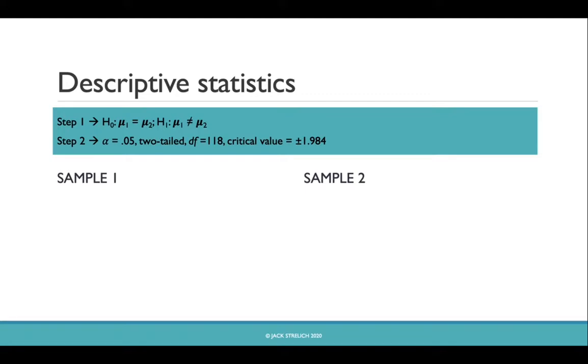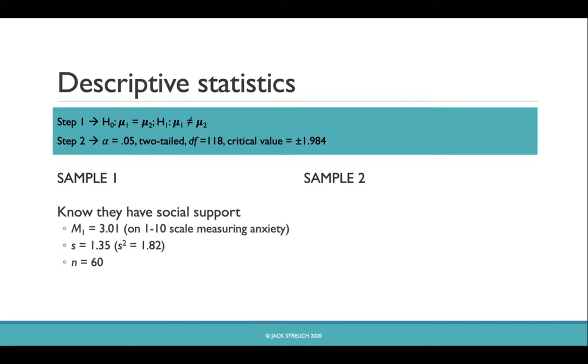So, going back to our example, let's say that sample 1, which, remember, is our participants who know that they have social support, have an average score of 3.01 on a 1 to 10 scale measuring anxiety. They have a standard deviation of 1.35, which means they have a variance of 1.82, and as we established before, a sample size of 60.